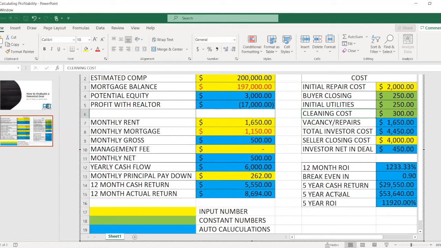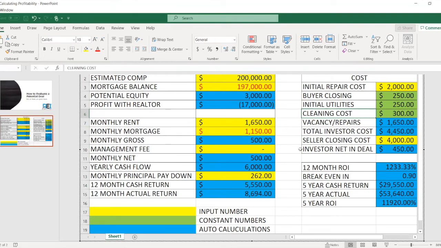Likewise, if you look at the 5 years, you have 5 years of your cash return, but also 5 years of paying down your mortgage, which gives you this actual return of $53,640. This is the number in theory that you will realize, plus the equity when the property value goes up, once you sell the property. So this is a great tool. It's not perfect by any means.